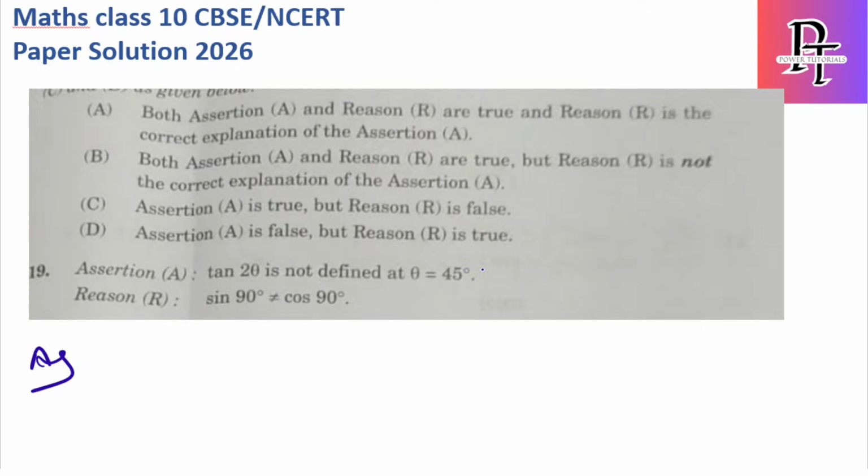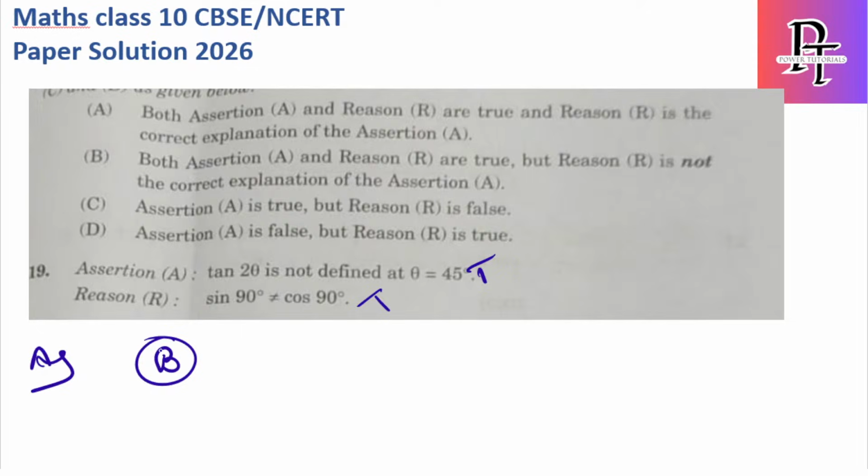Tan 210 is not defined, theta equal to 45 is correct, because 2 times 45 is 90, and tan 90 isn't defined. Yes, this is true. What about the second? Sin 90 is not equal to cos 90. Yes, this is also true. Is there any relation between these two? No, there is no relation. So both are correct but not the correct explanation. So the answer should be B.